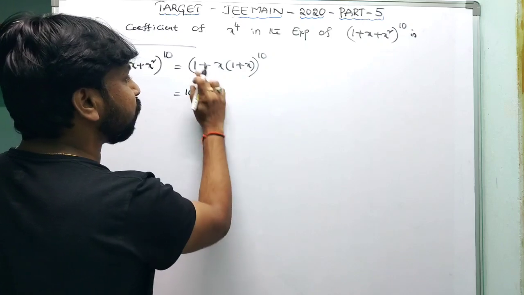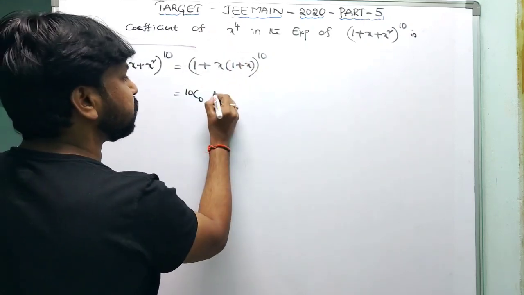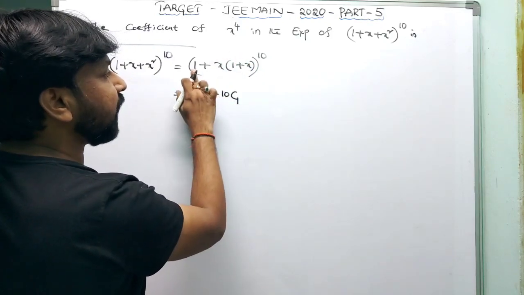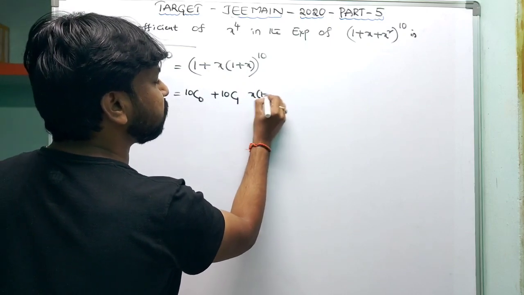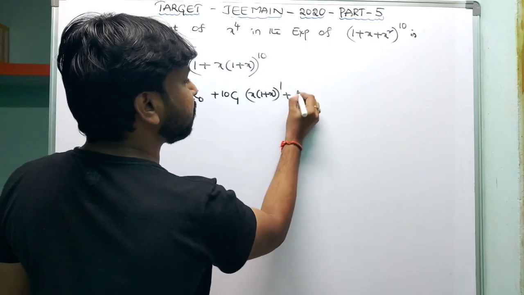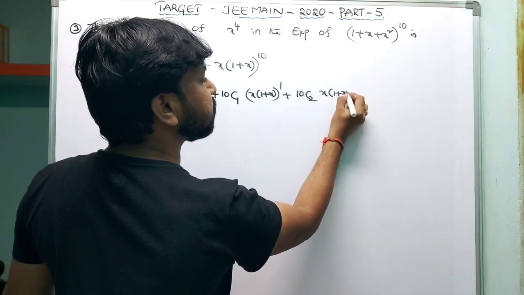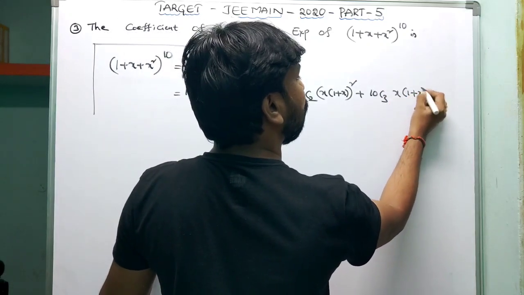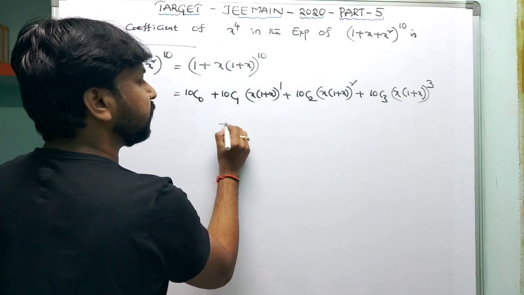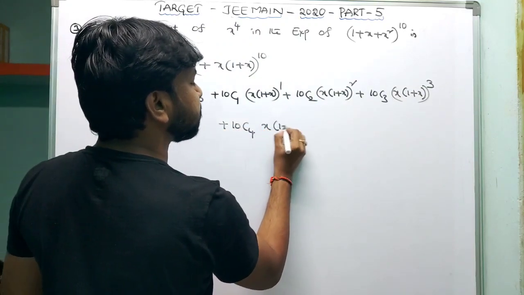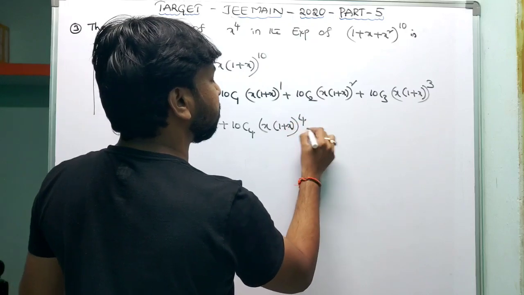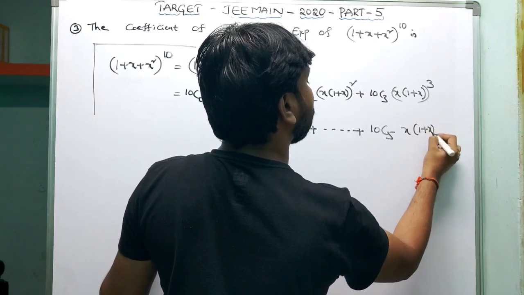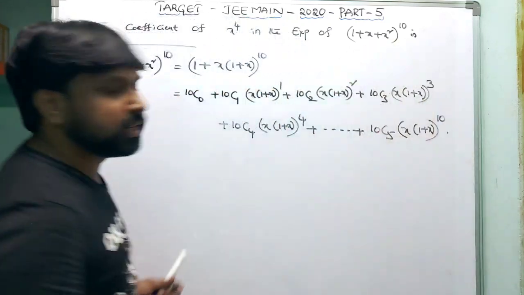The expansion is nC0 x^n, 1 to the power of anything is 1, y^0, x into (1 + x)^0, that is also 1, plus 10C1 into nCr x^(n-1) y^1. So x into (1 + x)^1, plus 10C2 into x into (1 + x)², plus 10C3 into x into (1 + x)³, plus 10C4 into x into (1 + x)^4, plus so on, plus 10C10 x into (1 + x)^10. That is the expansion, friends.